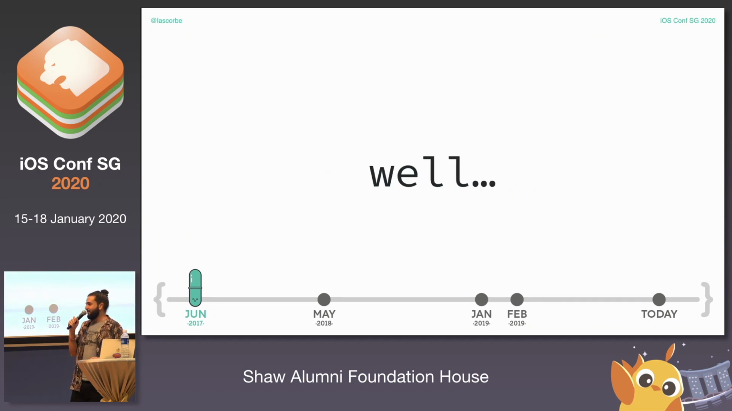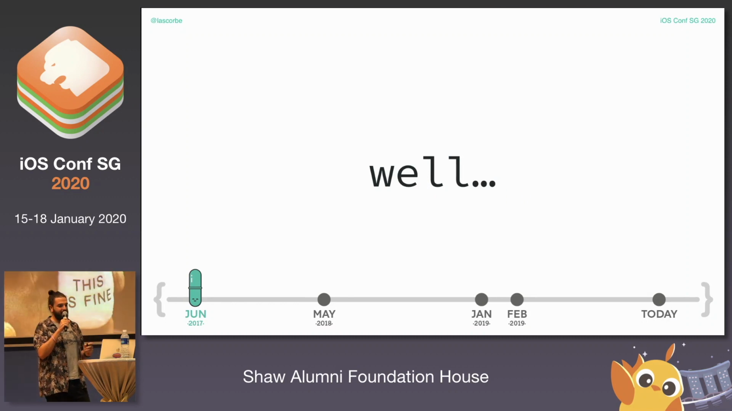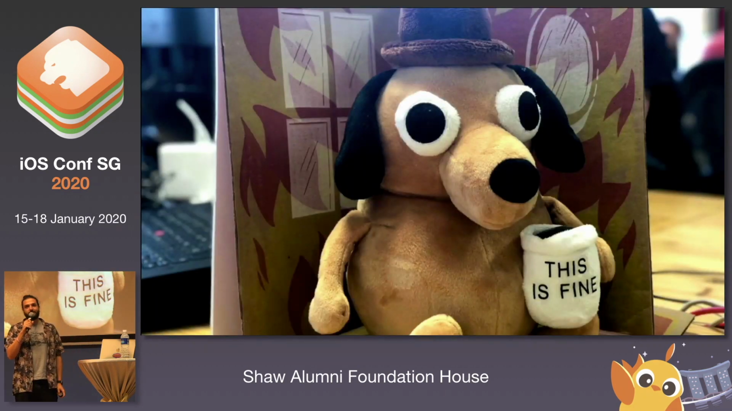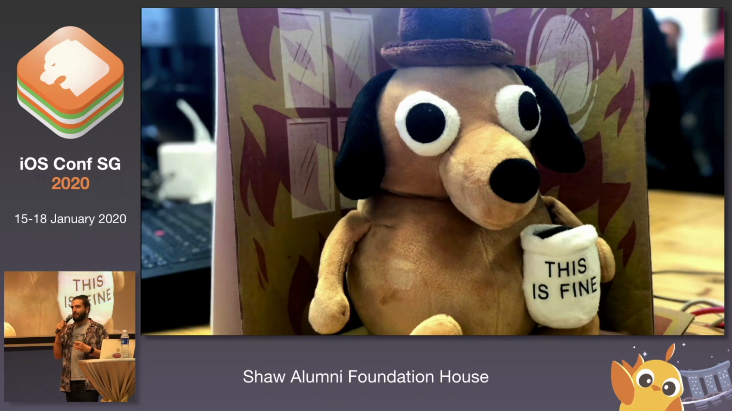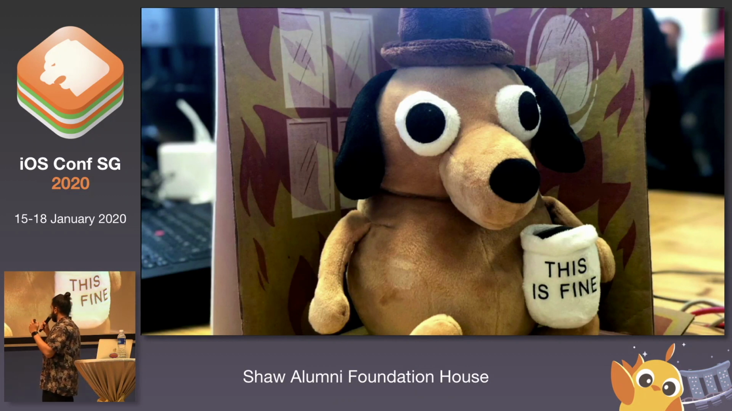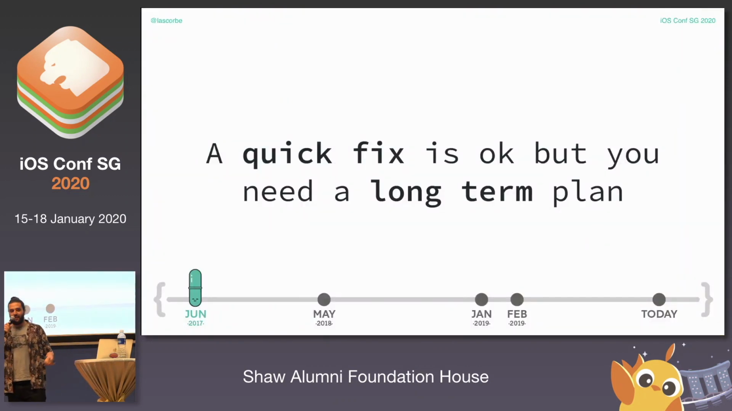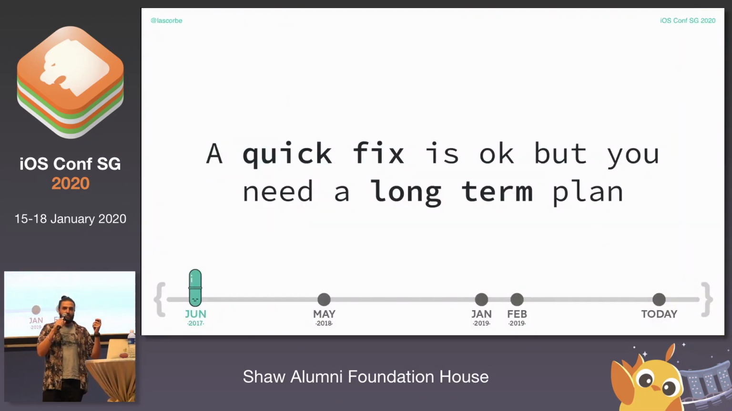well, more or less, until the CI exploded. And since we were using a third-party CI server, we couldn't change the path of the project ourselves. So what you have to get from this is that you can apply a quick fix, but you should have a long-term plan.